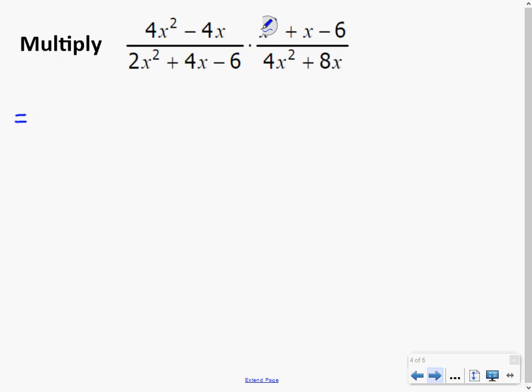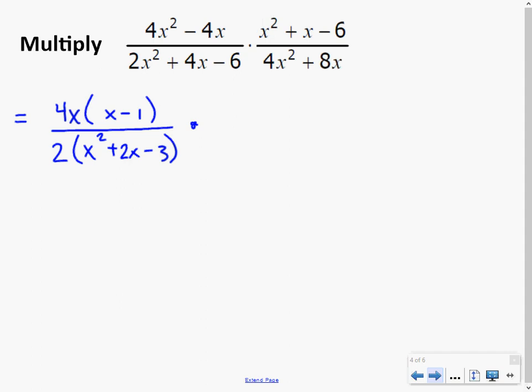So we've got, let's see, for the first rational expression, I can factor out a 4x, which will leave me with x minus 1. In the denominator of that same expression, I could factor out a GCF of 2, which is going to make it a lot easier to factor this trinomial. Okay, and that's being multiplied by this other trinomial here. So remember, we need to find two numbers that multiply to -6, add to 1. So that would be x minus 2 times x plus 3.